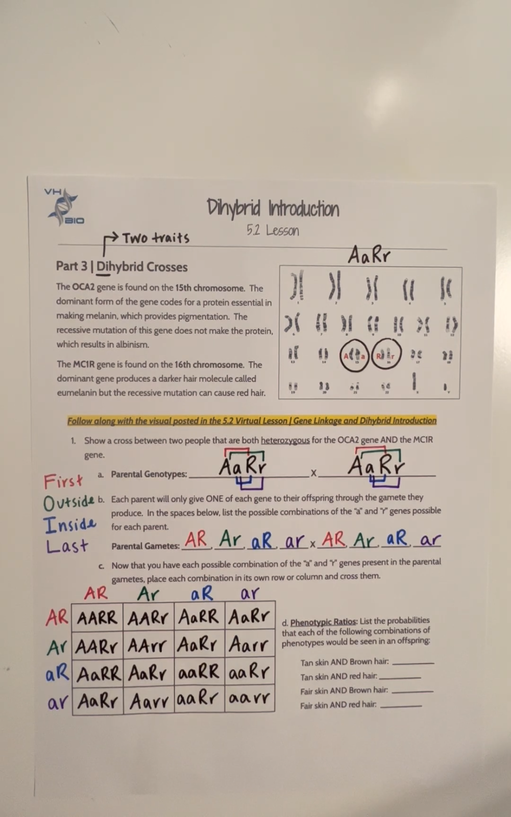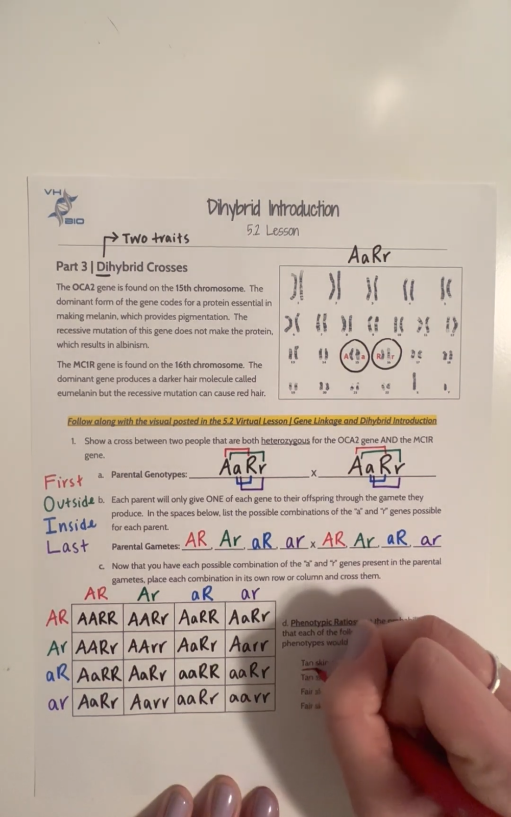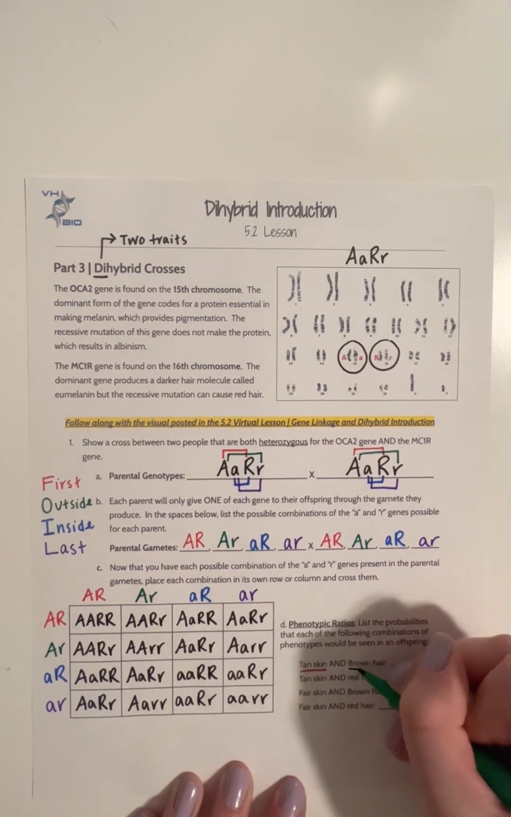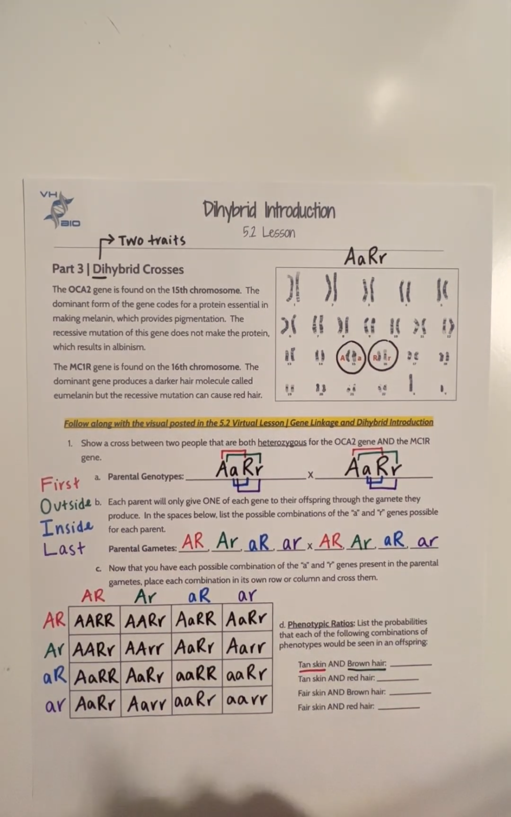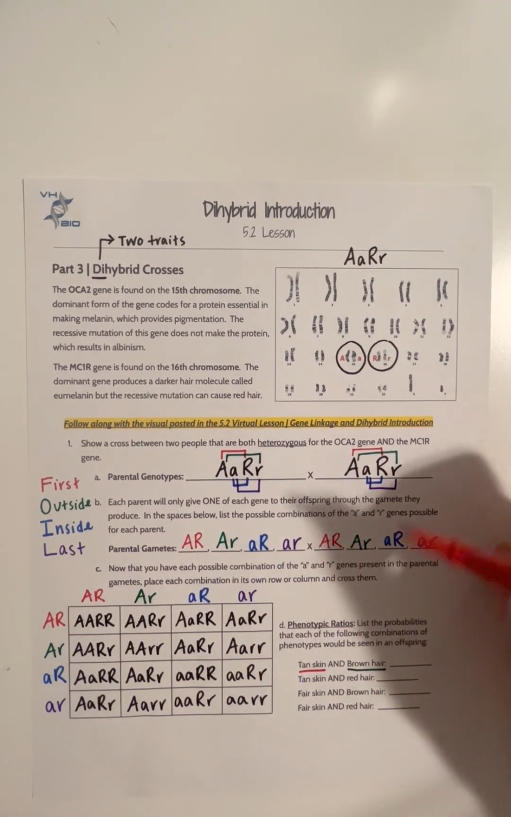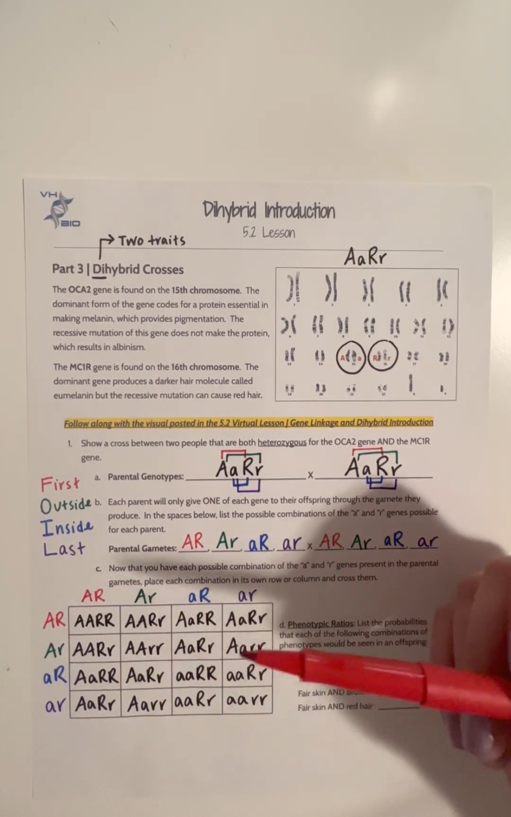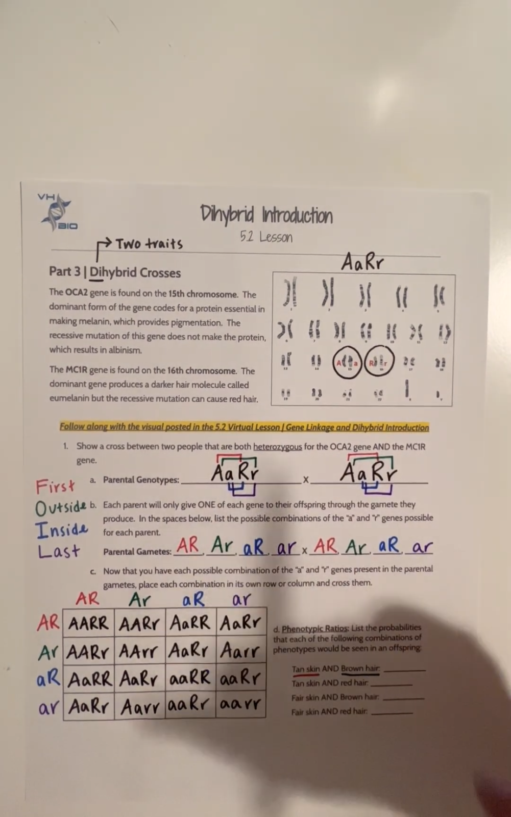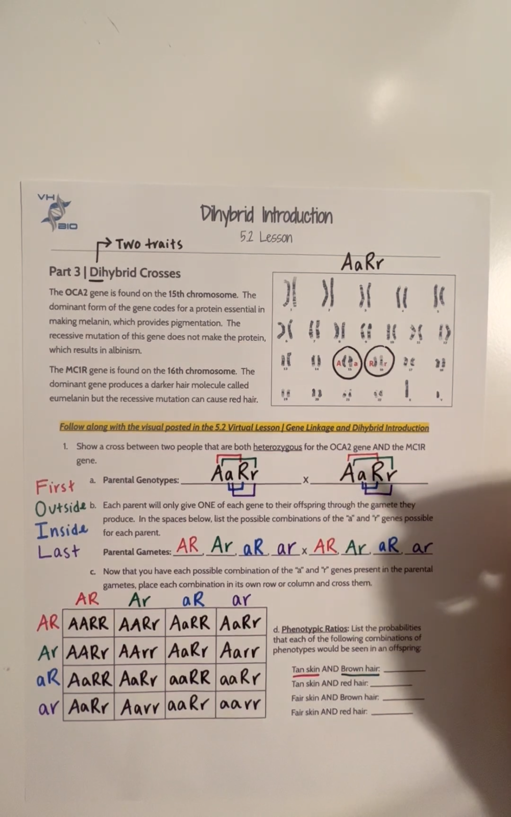So we want to look for everybody who has tan skin and brown hair. We'll represent it with these colors. Tan skin and brown hair are both dominant, so we're looking for any combination of having a capital letter. Whether it's 2 or just 1, we need to remember the law of dominance: as long as 1 is present, that means we're going to have that dominant trait.